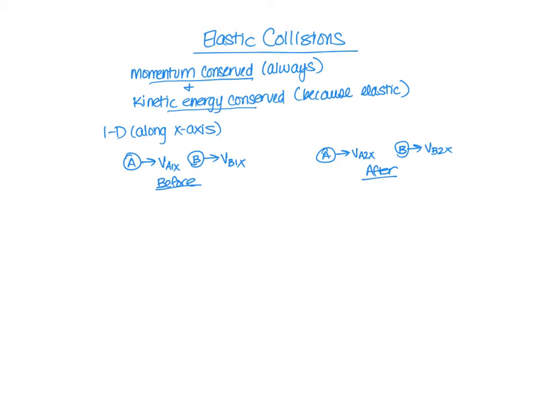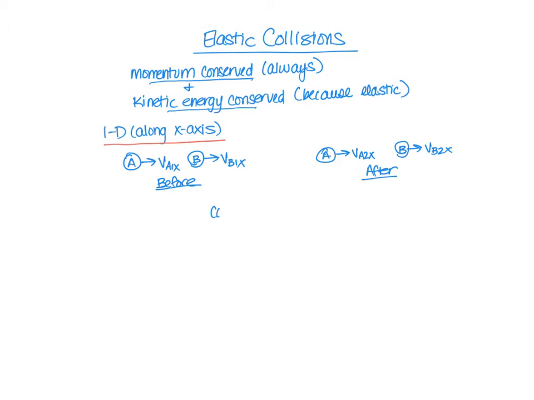So the way we're going to set this up is we're going to assume that we have a one-dimensional collision, so we're going to let everything move along the x-axis. Before the collision, we have two objects, object A and object B, both moving along with their initial velocities. And then after the collision, they're moving along with their velocities, which of course we expect to be different.